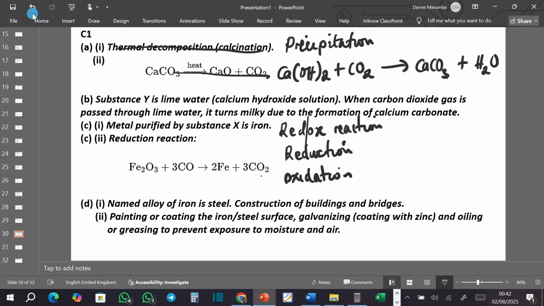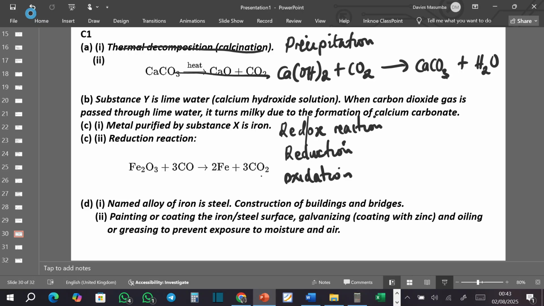So when they say we write a reduction of that metal ion, it means we write how oxygen is removed. So iron 3 oxide has oxygen here, but here it has no oxygen. So iron has been reduced. Then this carbon monoxide becomes carbon dioxide.